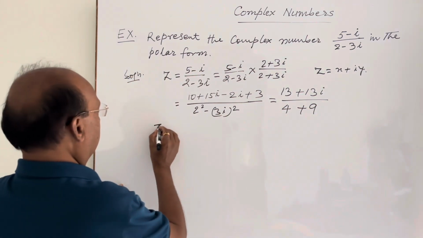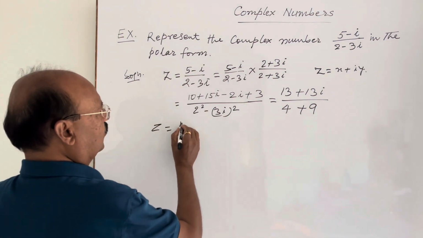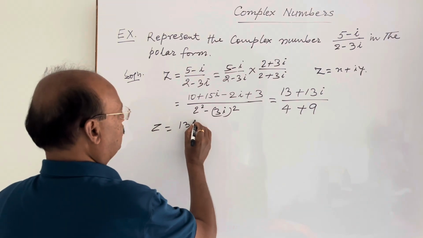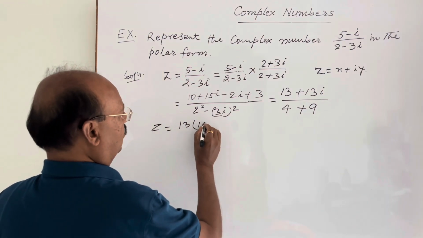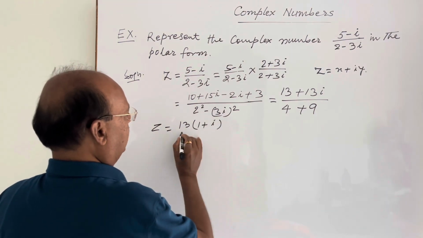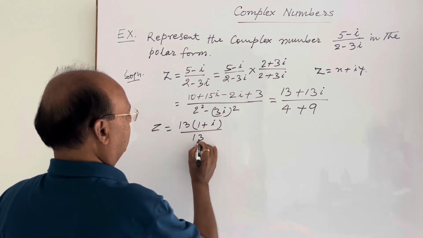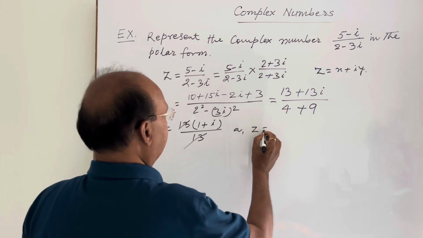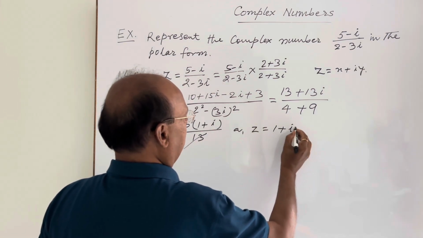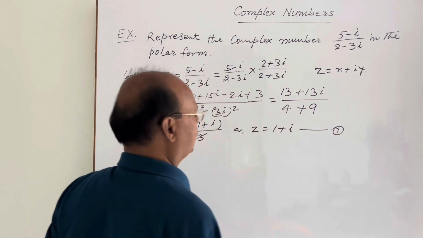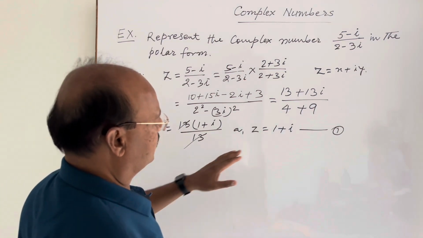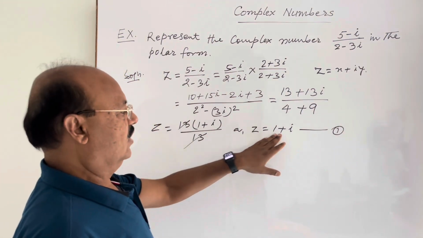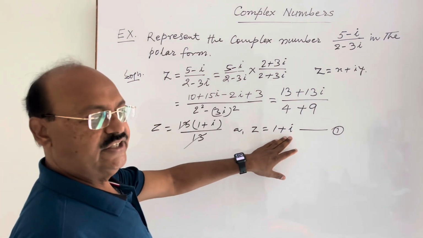So we are getting z is equal to, 13 is common in numerator, 13(1 + i), and denominator is 13. 13 will be cancelled out. So we are getting z = 1 + i. Let us write it, relation number 1. This is the standard form of the complex number in Cartesian form.